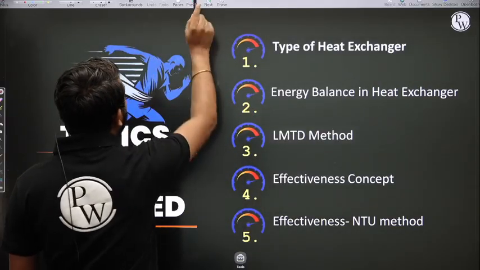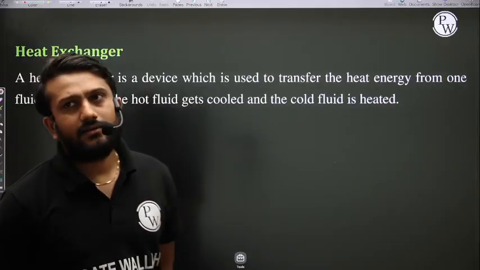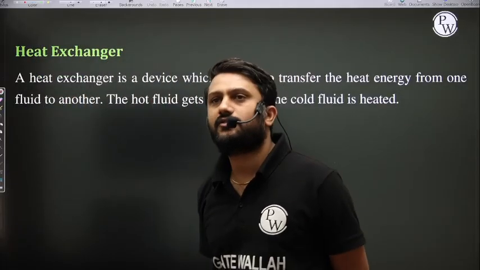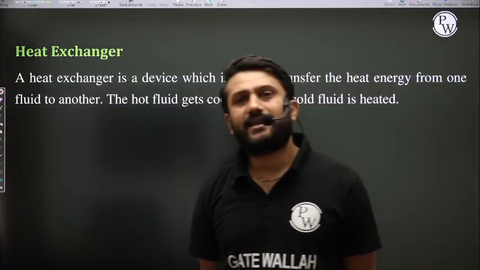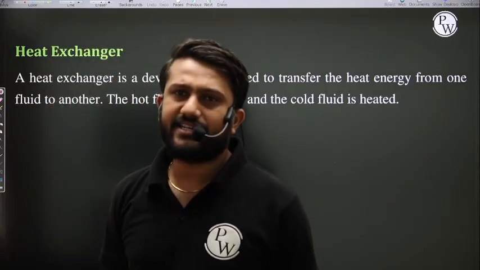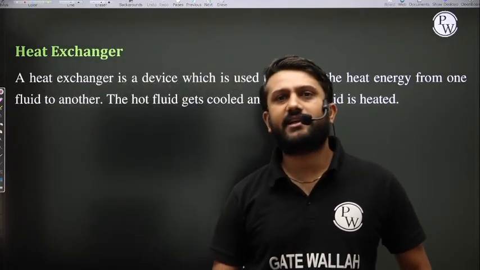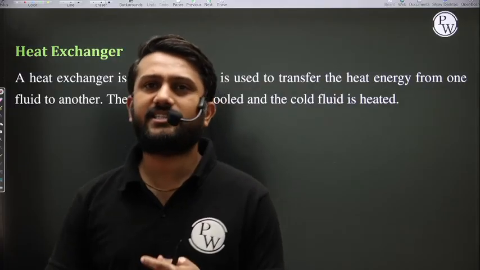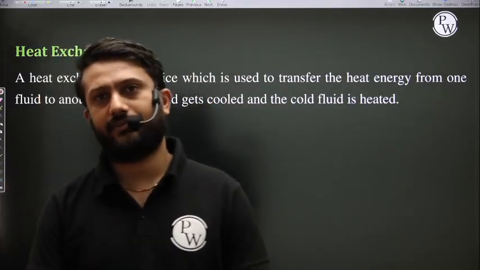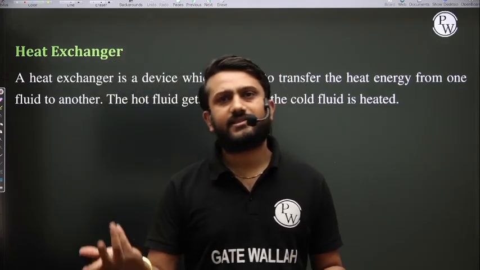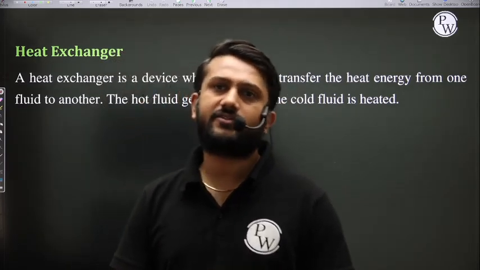Let's start our discussion with the very basic definition of the heat exchanger. What is a heat exchanger? As the name suggests, a heat exchanger is basically a device in which heat exchange occurs between the hot fluid and the cold fluid. The hot fluid gets cooled down and the cold fluid is heated. So this is a very simple definition of the heat exchanger.